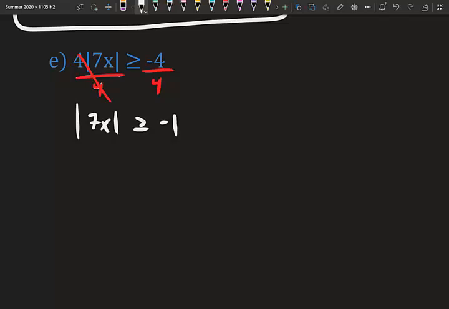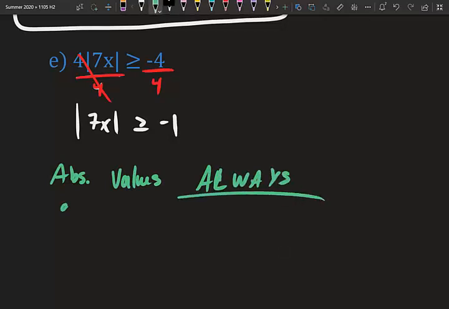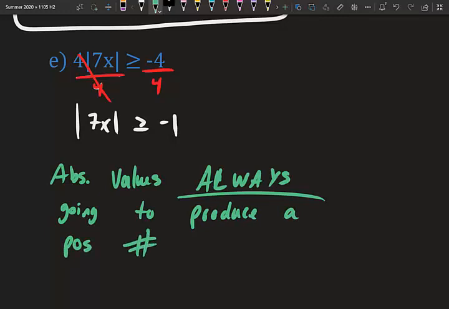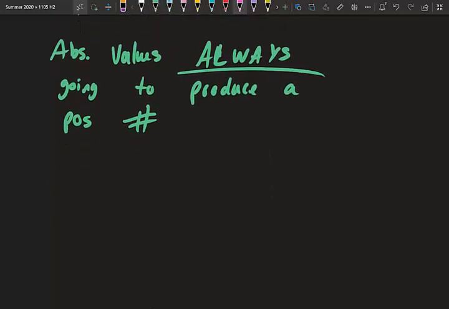So no matter what, isn't absolute value always going to produce a positive number? Isn't it always going to give me a positive number? So isn't it always going to be greater than a negative number? It is. I'll write that out. Do not worry.